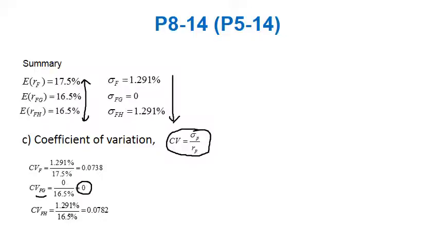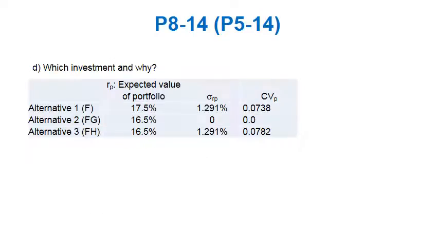So then let's move to the final part and see how this actually applies. What do we do with these coefficients of variation? So now what we're going to do is answer which investment should be chosen and why. So this is part D, and I've stated the question in a very summarized form. So which investment do we want to choose and why?